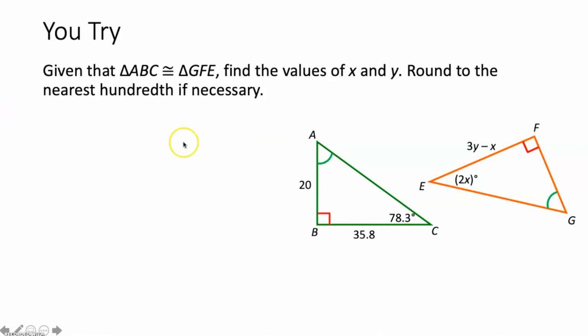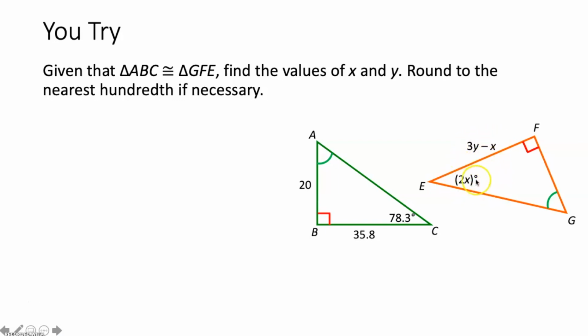Okay, doing the same thing. Here, we are given that triangle ABC is congruent to triangle GFE, and we need to find the values of x and y. So, we need to figure out, are we going to find x or y first? Well, it looks like the measure of segment FE, if we're looking right here, has both x and y in it. We don't want to set up an equation with that because we won't be able to find x or y. We'll still have a variable left.